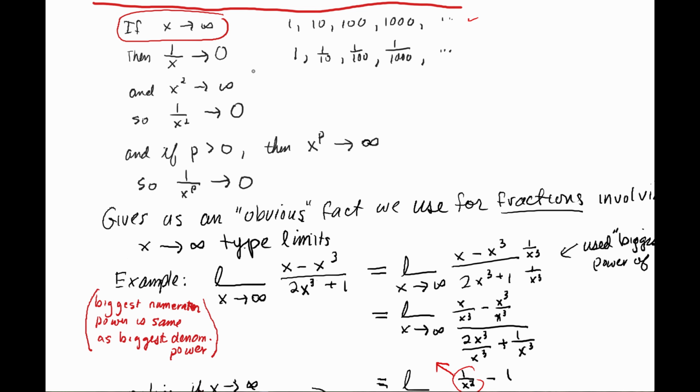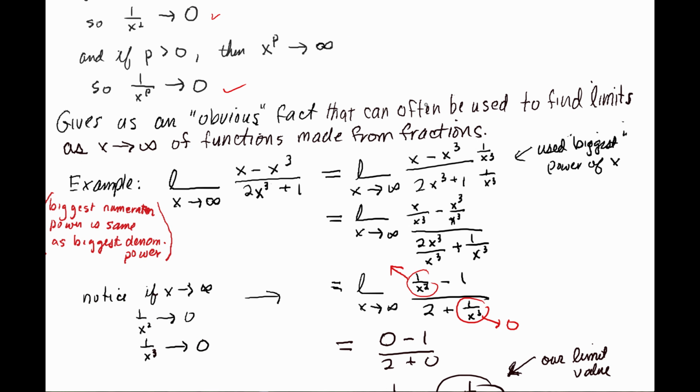Similarly, the x squared list would be going to infinity, so that would mean the 1 over x squared list would be going to 0. And in fact, in general, if p is your favorite positive number, the x to the p list would act like the x squared list, and they would go to infinity. And as a consequence, the 1 over x to the p list would be going to 0.